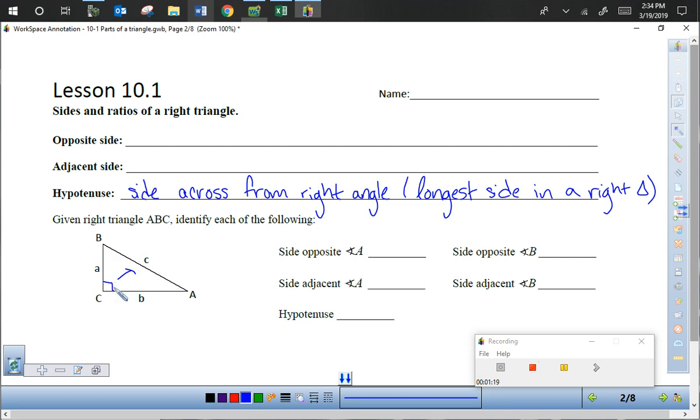Now we've got a right angle. That means there's only 90 degrees left to work with between the two angles. So our other two angles in the triangle are acute angles. So when I say the opposite side, I mean the leg across from one of those given acute angles. They have to tell you which angle they want you to focus on, and then we pick the side across from it.